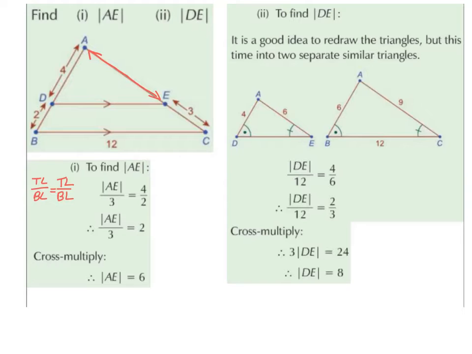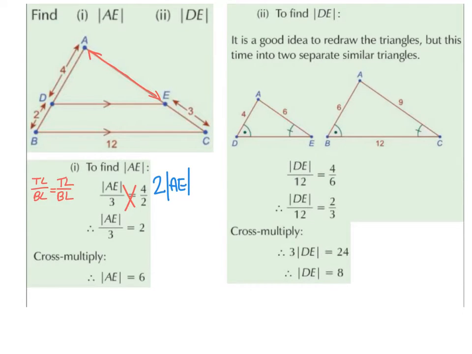Now we could have written it the other way around. 4 over 2 equals AE over 3. Doesn't matter which way we write it because we're going to cross multiply. So we're going to multiply AE by 2, which gives us 2AE. Alternatively, we could have labelled AE as x, and then we would have had x multiplied by 2, so 2x.